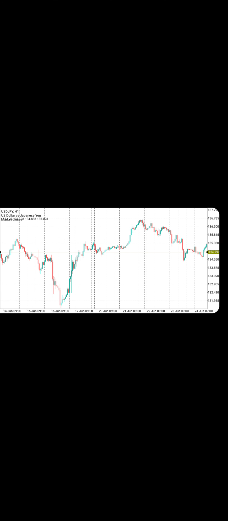If you draw a straight line, let me add a straight line, that's a horizontal line. Okay, so for this case, it touched 1 and 2 to draw our support. It still came back to touch 3. You understand? So let's look for one last rejection candle before we close this video.